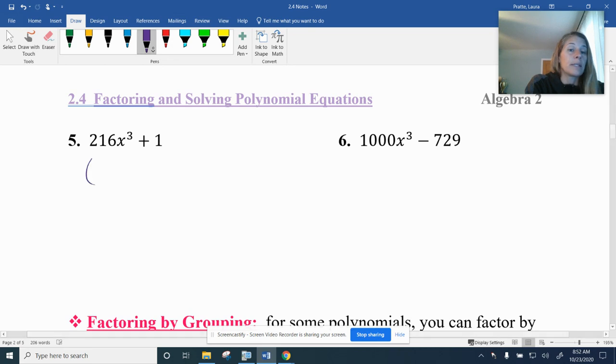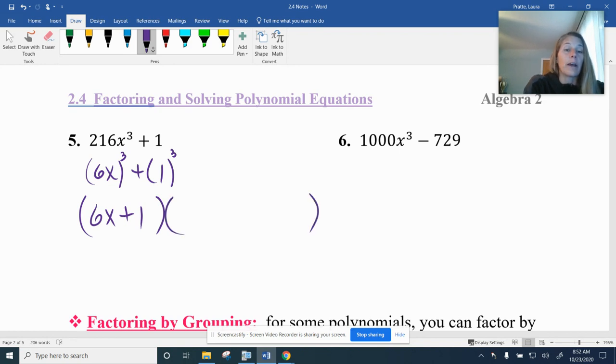Okay, so 216, I believe that root there is 6. This is 6x cubed, and then, of course, 1 cubed. So the binomial factor is 6x plus 1, and then the trinomial factor will be 36x squared, because we have to take that 6x and square it, then minus 6x, because 1 times 6x, when you multiply them together, you just get 6x, and then plus 1, because 1 squared is 1.